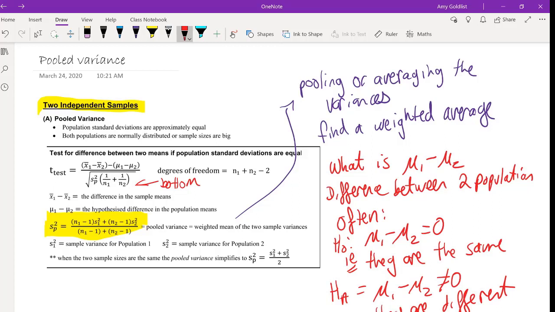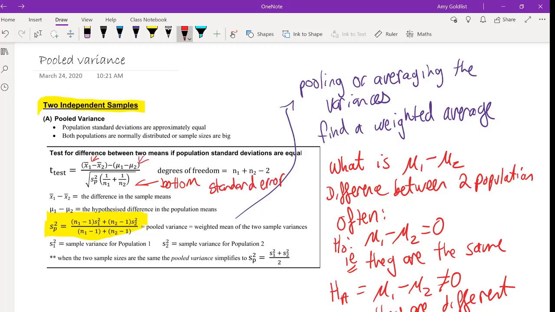I could hypothesize that the difference is no bigger than 10. We can do a one-sided test. We can do a two-sided test. We have all the same tools as we normally have. On the top, we put the actual difference minus the hypothesized difference. Then on the bottom, we put that standard error.